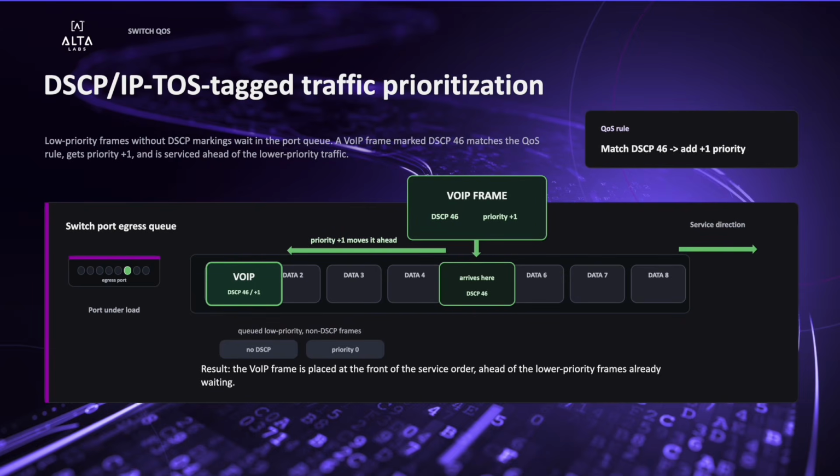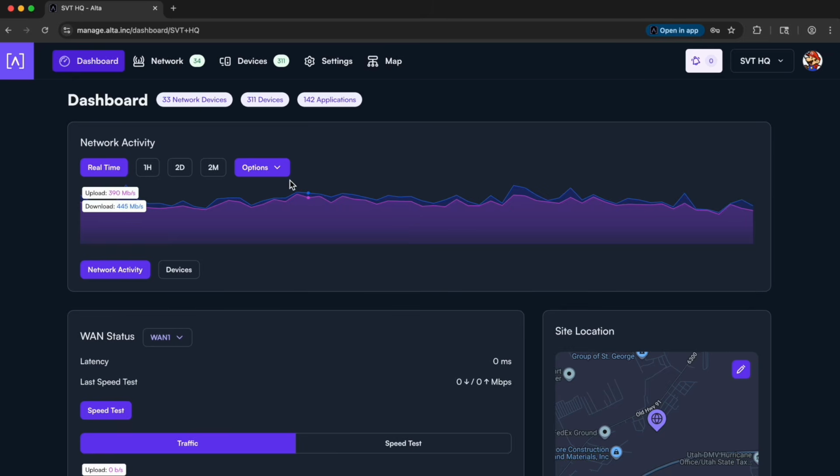Every single port on every Alta Labs switch has 8 different priority queues per port for ingress and egress. As a packet comes in, it will prioritize those packets that have higher priority. The higher the number, the higher the priority, obviously. And as those packets come in, you can have 8 different categories of traffic coming into each port. So hopefully this is a good example to give you an idea of how it works. Then we're going to go look at how to set it up.